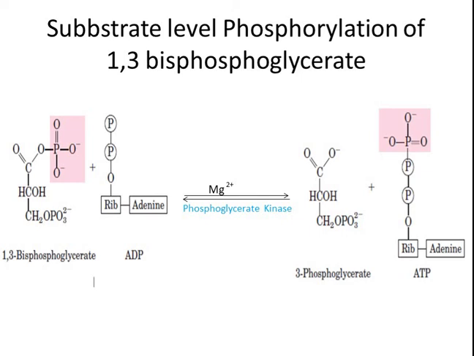Substrate level phosphorylation involves soluble enzymes and chemical intermediates like 1,3-bisphosphoglycerate in this case. Respiration linked phosphorylation, on the other hand, involves membrane bound enzymes and a transmembrane gradient of protons.